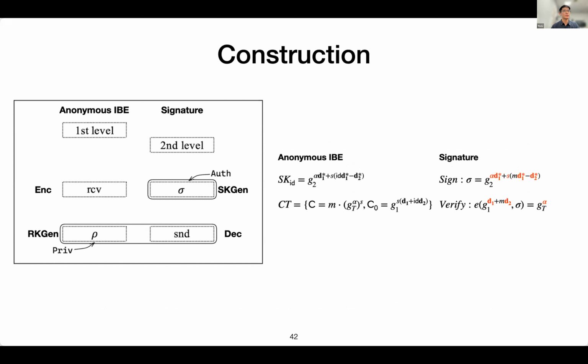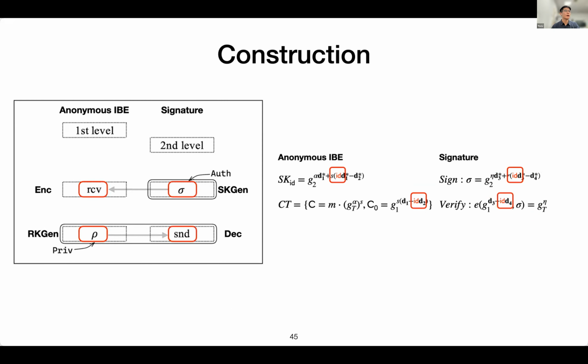First, we cannot use the same parameters in IBE and signatures. So we need to replace alpha with eta and replace the two vectors with their counterparts. At the same time, instead of signing message M, we sign identity RCV in the second level. This is after the change.